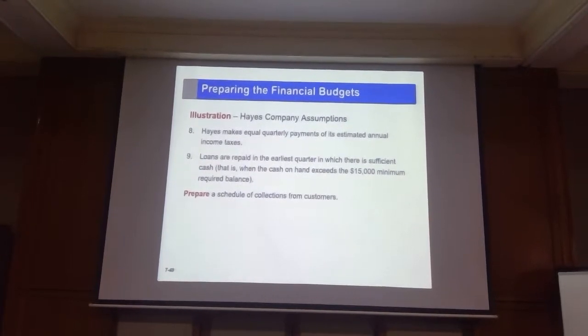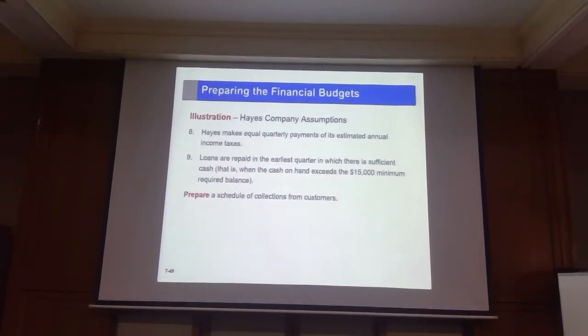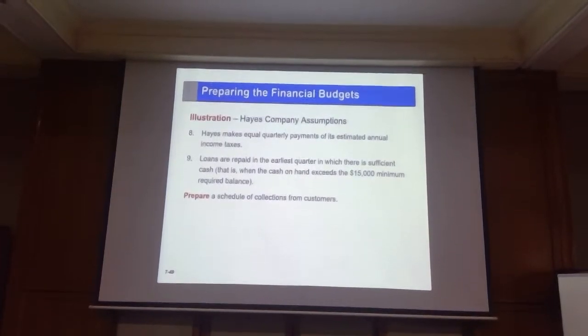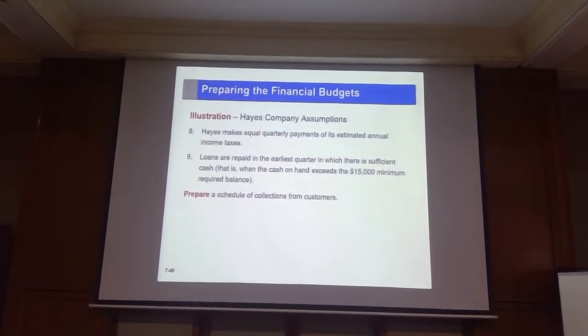And for number 9, for the loan, okay? If the company has a loan, the company plans to repay the loan in the earliest quarter in which the company has enough cash, okay? It means that if the company has the minimum cash of 15,000, and if the company has more than that, the company will use the money to repay the loan, okay? So this is all the information that we have.